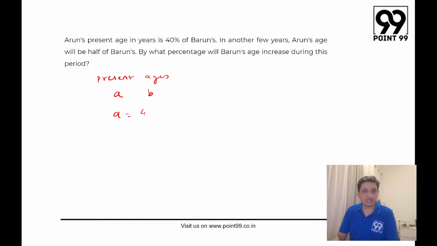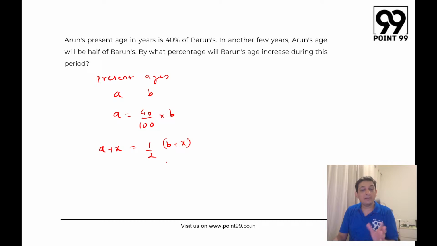So A we know is 40% of B. So 40 by 100 times B. This is what we have here, right? In another few years, Arun's age will be half of Barun's. So when we add X years to Arun's age, Barun would have also grown by X years. So A plus X in that case will be half of B plus X.